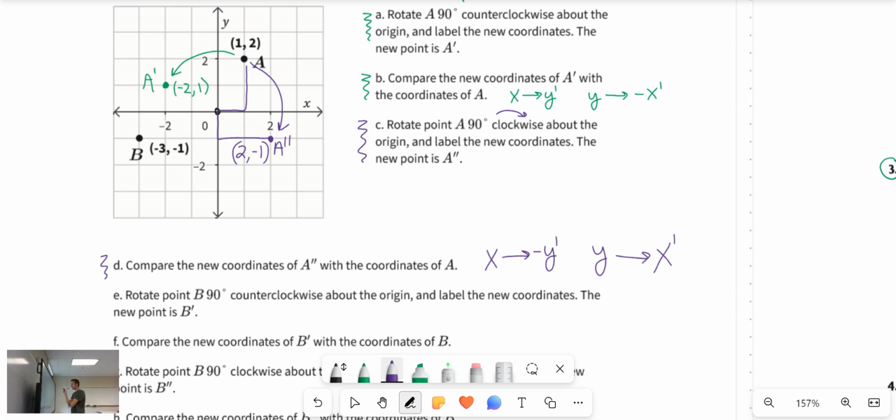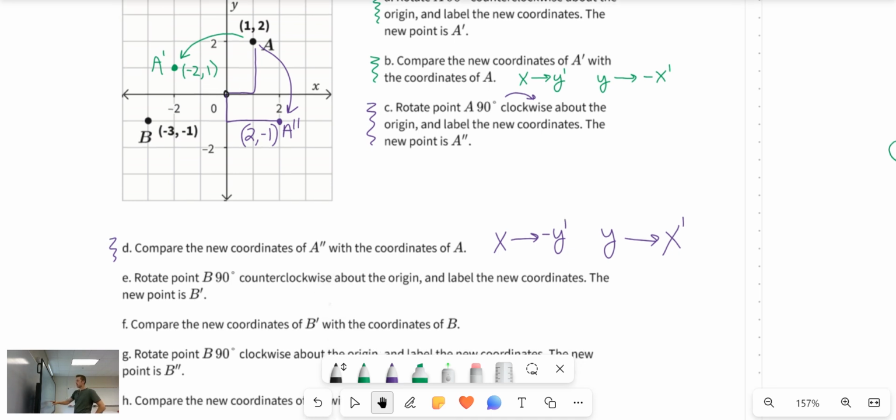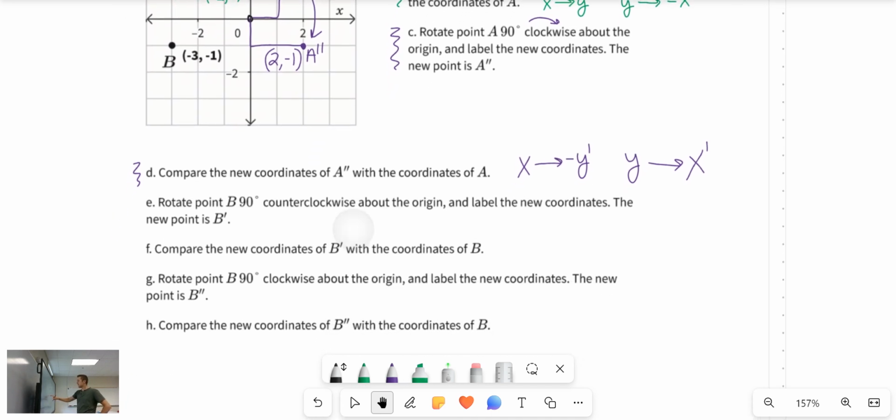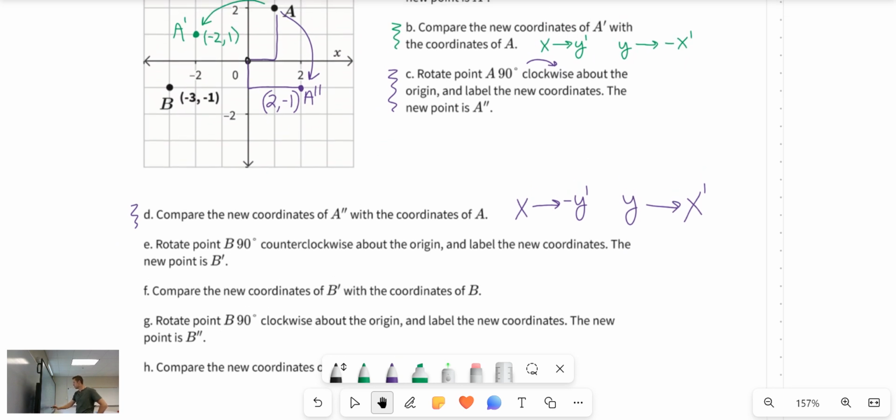But it's always, right, one becomes the negative of the other, or one just becomes the other, right? So one sign switches when we do a 90 degree rotation like this. All right, let's move down a little bit. Rotate point B 90 degrees counterclockwise.